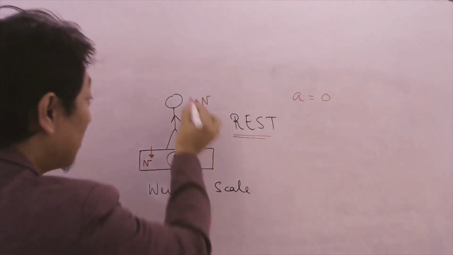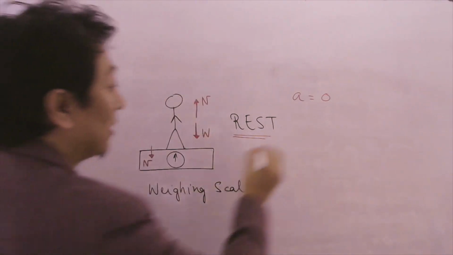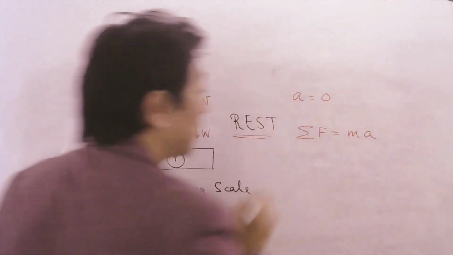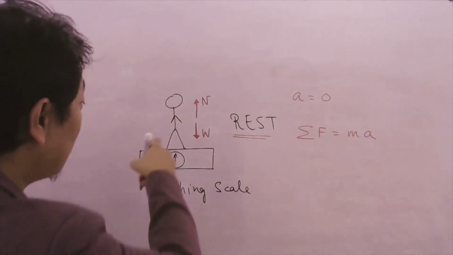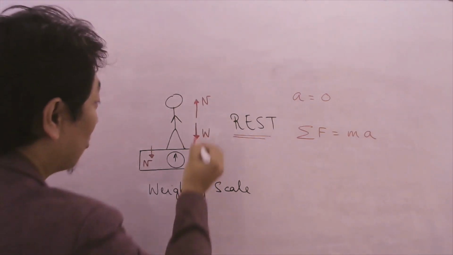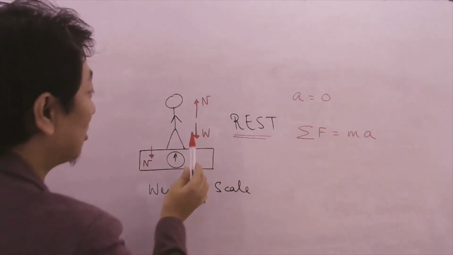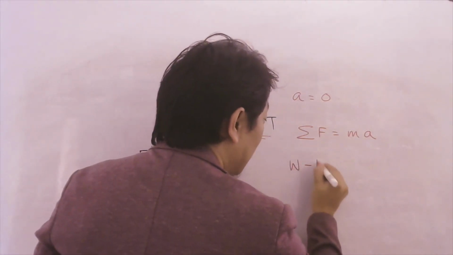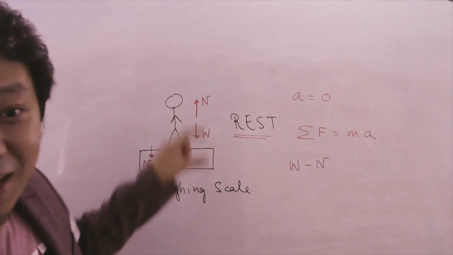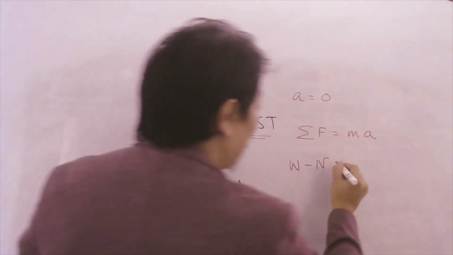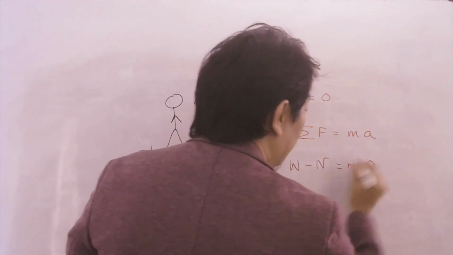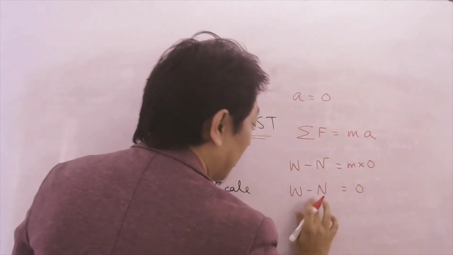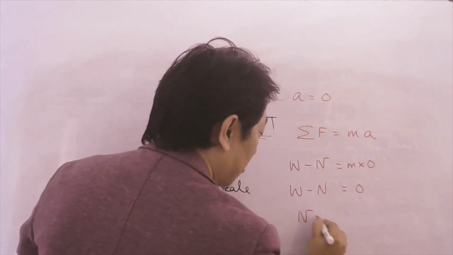If you apply Newton's law to this body, it says the total force on a body is equal to mass times acceleration. Now what is the total force on this person? One is weight downward and one is normal force upward. So the total will be W minus N. Why minus? Because they are in opposite directions, and that would be equal to mass times 0, which will give you 0 on the right side. And therefore, if you take normal force this side, you will get normal force equals W.